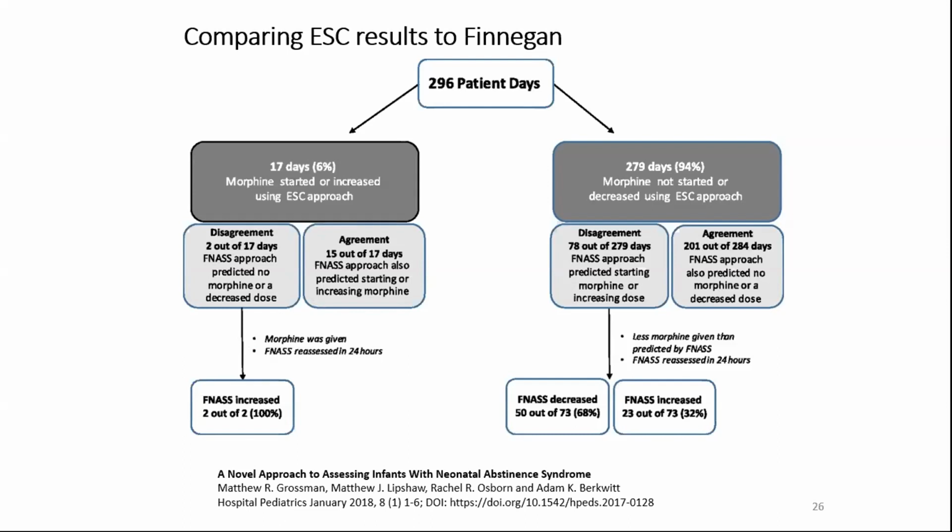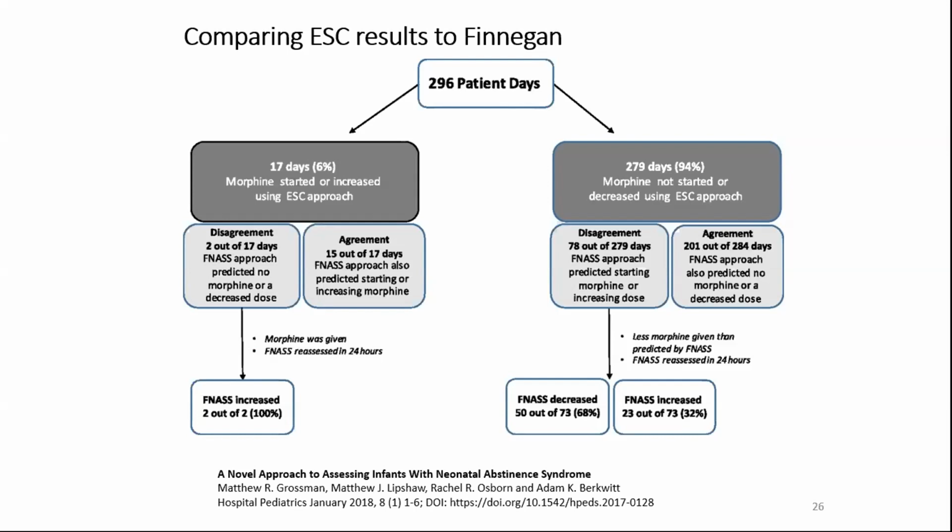So, 300 patients. To the left, the 17 patients, 6%, had morphine started or increased using the Eat, Sleep, Console approach. And out of those 17, if you did the Finnegan, 2 out of the 17 would say, no, you don't actually need to have that. And then of those 2, later, they increased and actually needed morphine. So the 15 out of the 17 that agreed also said predicting. So what this would say is, if you use Eat, Sleep, Console, the 6% that ended up needing to be treated according to Eat, Sleep, Console, all of them ended up needing to be treated according to Finnegan, but 2 of them, it just took a little longer.